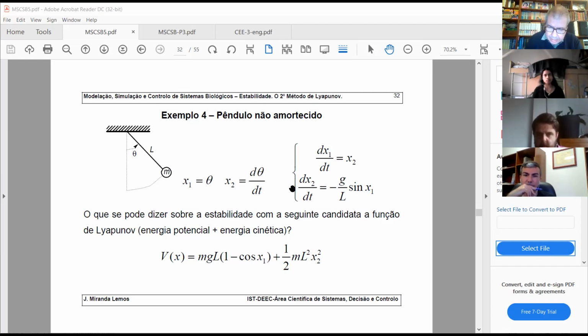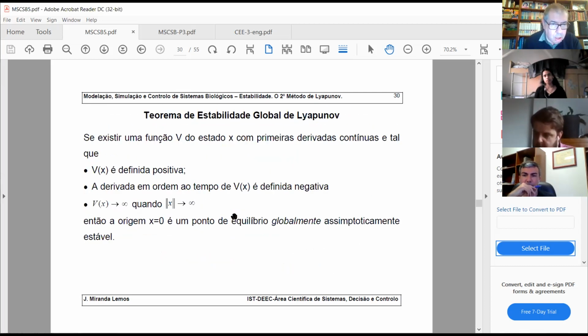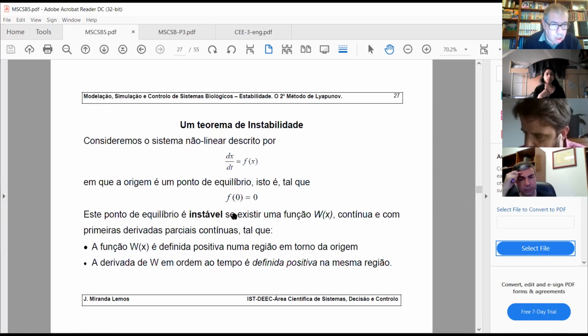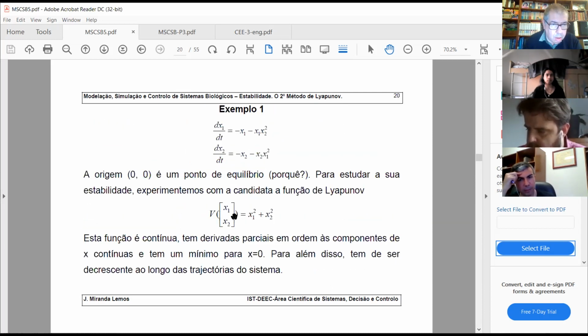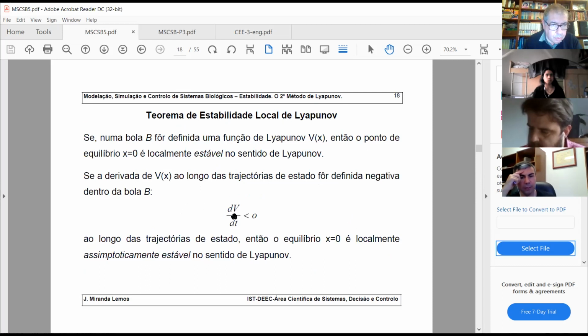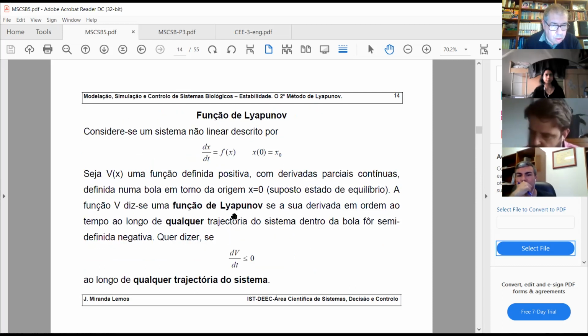So what does the theorem say? Let's go to the theorem. If dV/dt is smaller or equal to 0, then you can say that the origin is stable. If it is strictly negative, it's asymptotically stable. If it is smaller or equal to 0, it's stable. Otherwise, you can't say anything. So then it's asymptotically stable?